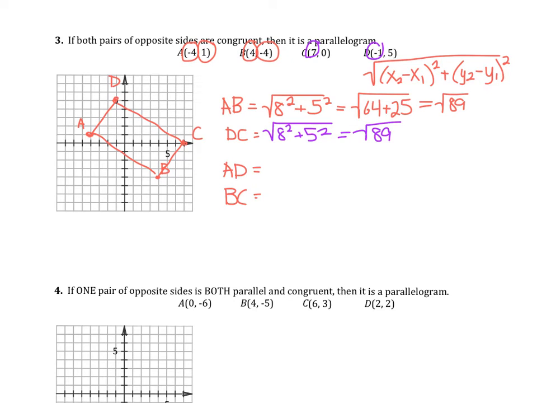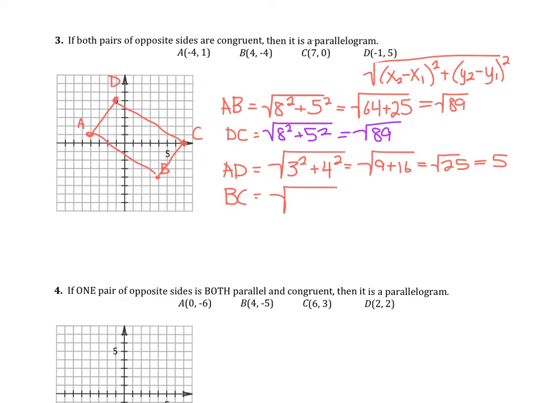Now AD. If I look at A and D, let me erase all these circles that I made because I don't want to miss any negative signs. From A to D, the x value is -4 to -1. How many steps would that be? 3 steps total. Plus from 1 to 5, how many steps would that be? 4 steps total. This is going to equal the square root of 9 plus 16. That's the square root of 25, which simplifies to 5.